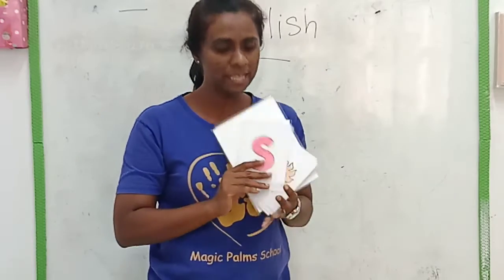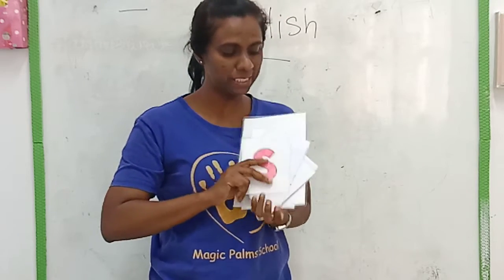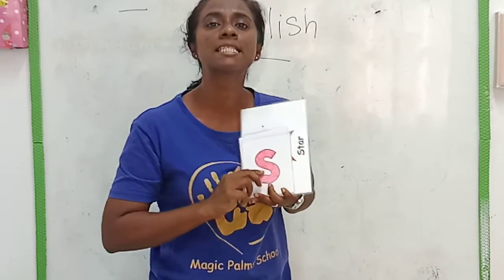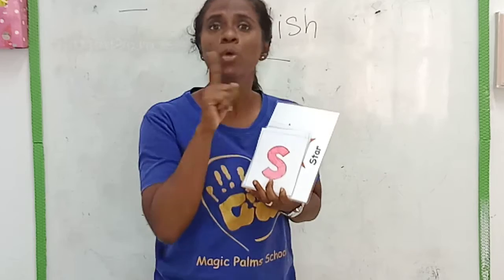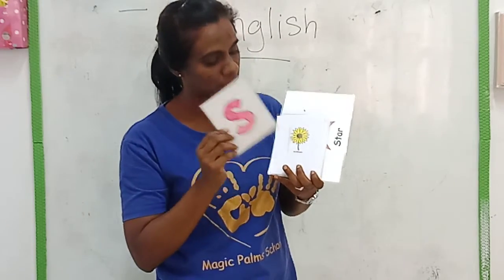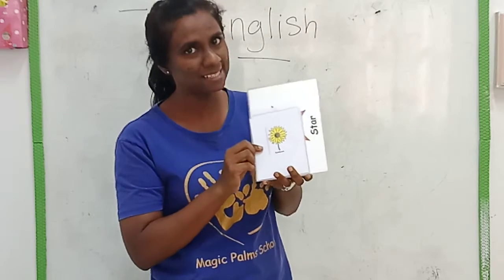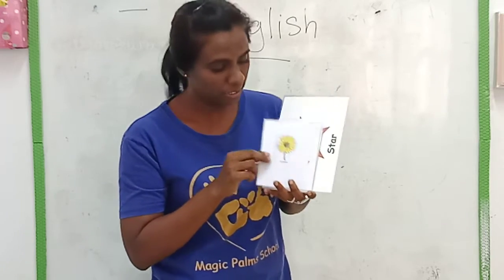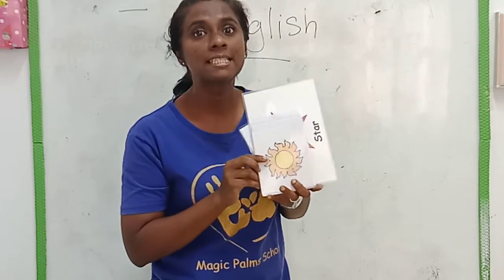Okay, can you tell me how S sounds? What is the sound for S? S, S. Can you say S? Okay, S. What comes after S? Sunflower. S, sunflower. Okay, S, sun.